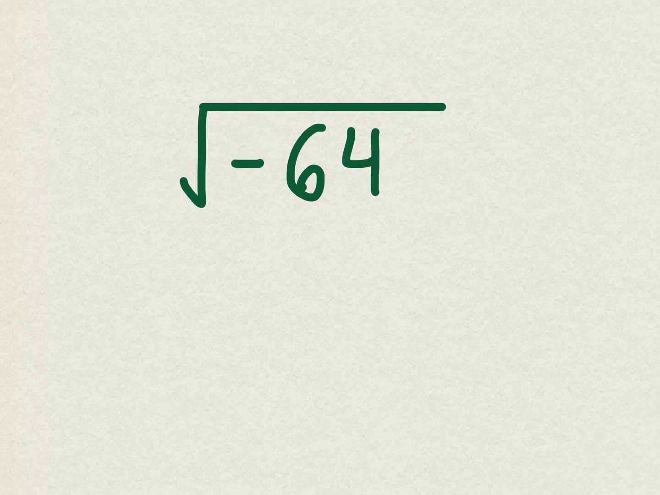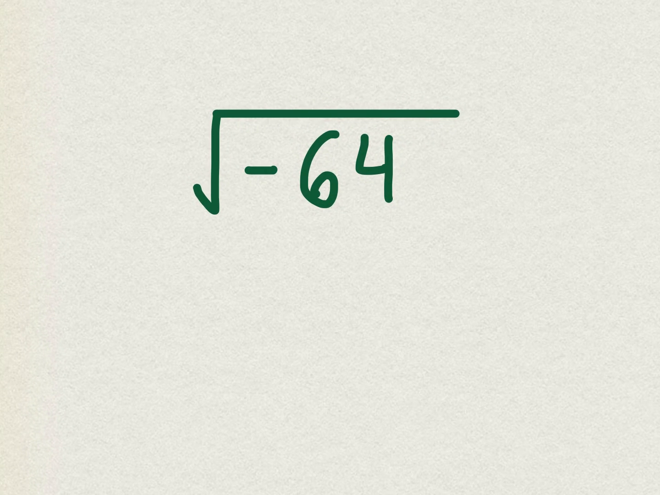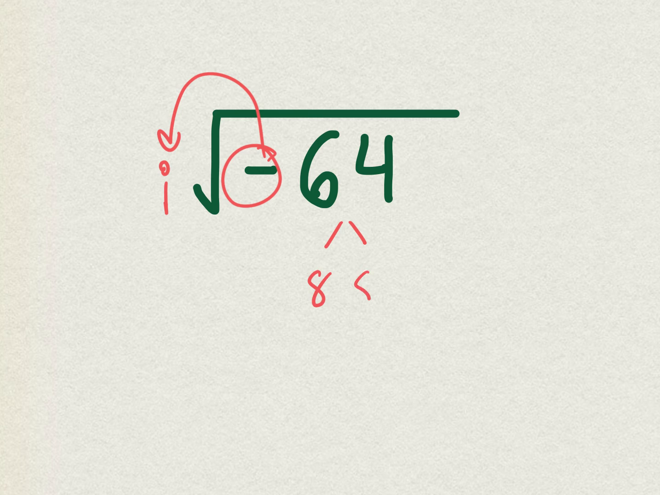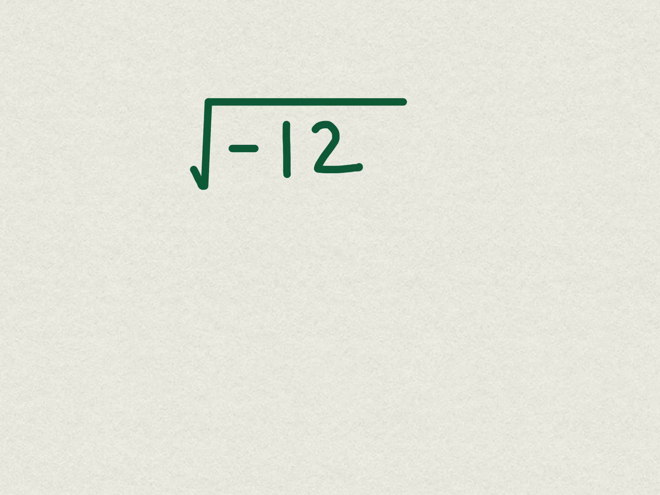All right, square root of negative 64. What should I do first? Take out the negative and turn it into an i. What are 2 factors of 64? 8 and 8. So we know 64 is a perfect square, so I could circle the 8's, and what comes out? So what would my answer be? 8i. Awesome.